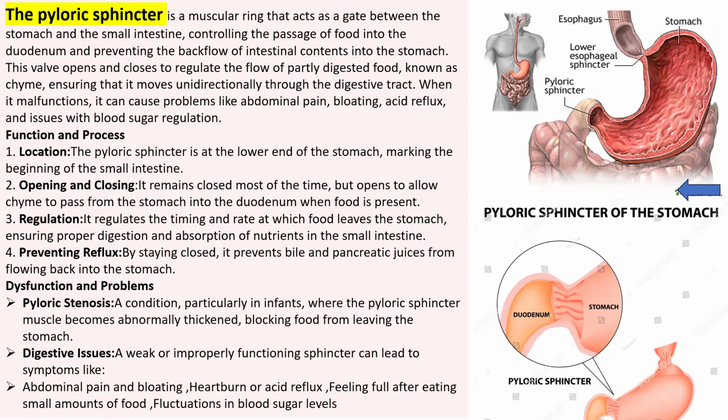The pyloric sphincter, this muscular ring, valve-like structure, remains closed most of the time, but opens to allow chyme to pass from the stomach into the duodenum when you eat anything, when food is present in your stomach. That time only it opens, otherwise it remains closed most of the time. It regulates the timing and rate at which food leaves the stomach, and it also helps in proper digestion and absorption of nutrients in the small intestine.